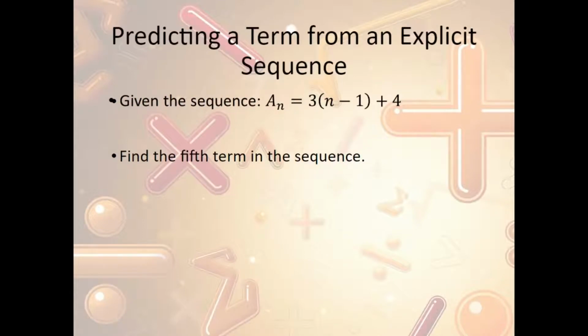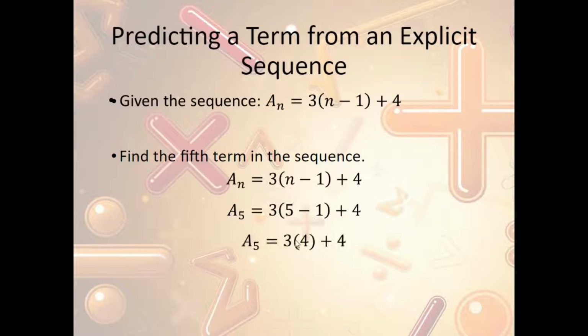We're given that a_n = 3(n - 1) + 4, and we want the 5th term. So 3 is our common difference, 4 is our first term, and we want the 5th term. So we're just going to plug 5 in for n. This becomes a_5 = 3(5 - 1) + 4. Now we just solve it. 5 minus 1 is 4, so we're left with 3 times 4 plus 4. Well, 3 times 4 is 12, plus 4 is 16. So the 5th term in that sequence would be 16.